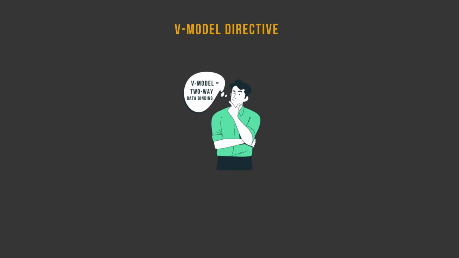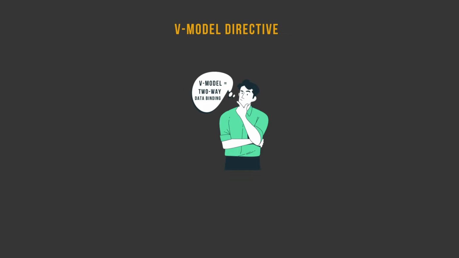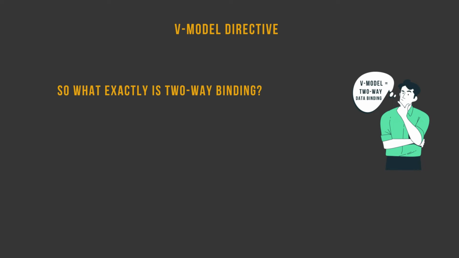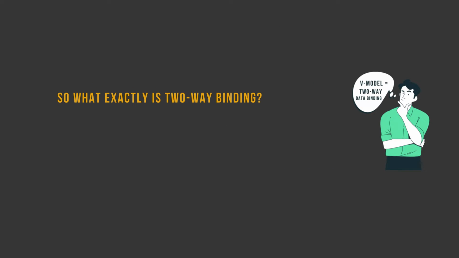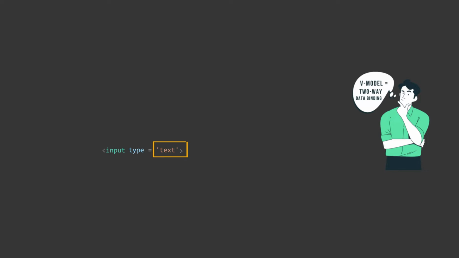When you think of the model directive, the first thing that comes to your mind is two-way data binding. So what exactly is two-way data binding? The most common use of the model is when dealing with forms and inputs, like input elements with text type.